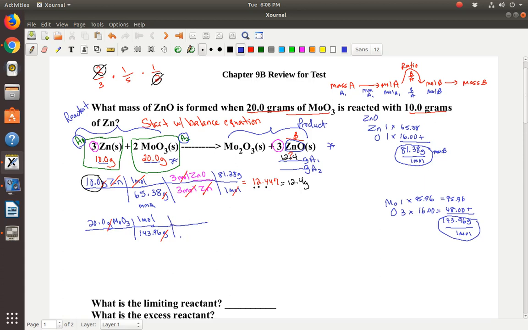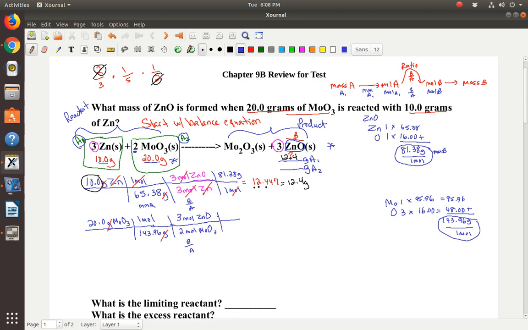And the next step is to do the ratio. Remember, the ratio is the B molecule over the A molecule. So I did the same thing here. The B molecule is the same as it was before, 3 moles of zinc oxide. And then this time we have to use this molecule. That's my new A. So it's 2 moles of MoO3.